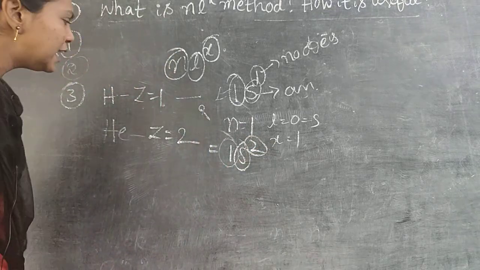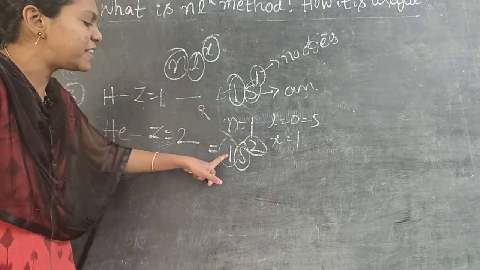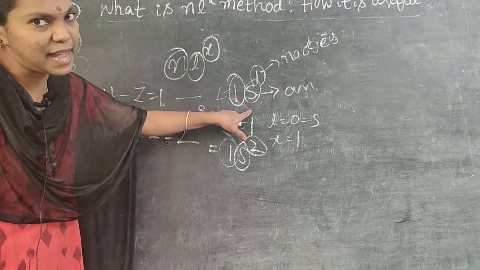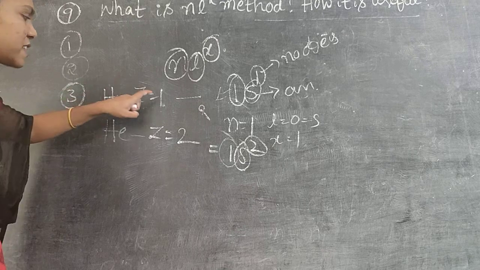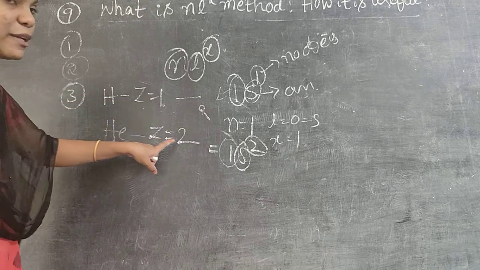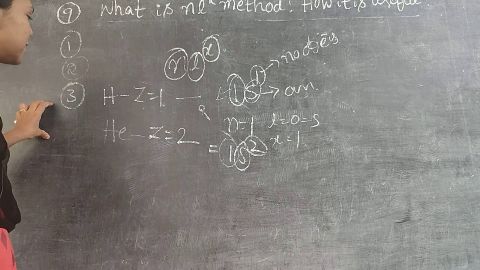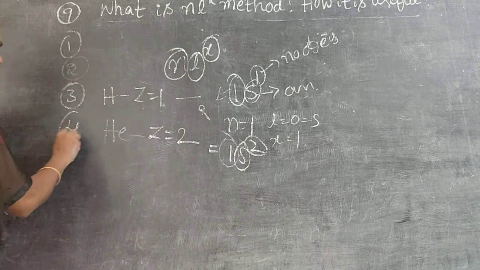Do you understand? Helium can hold 2 electrons in the 1s orbital. Hydrogen can hold only 1 electron in the 1s orbital. Why? Because the hydrogen atomic number is 1 and the helium atomic number is 2. So these are the 4 points about the NLX method.